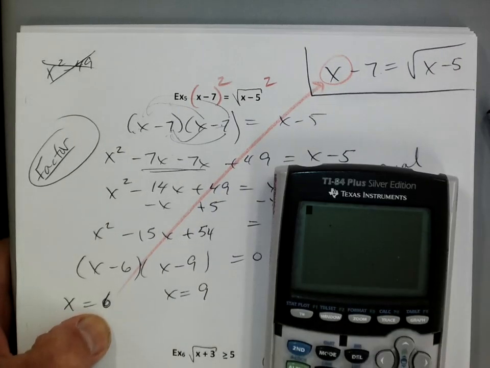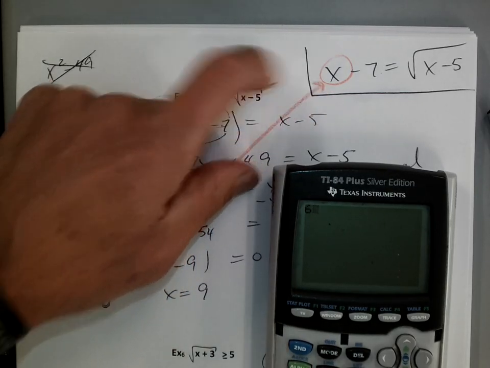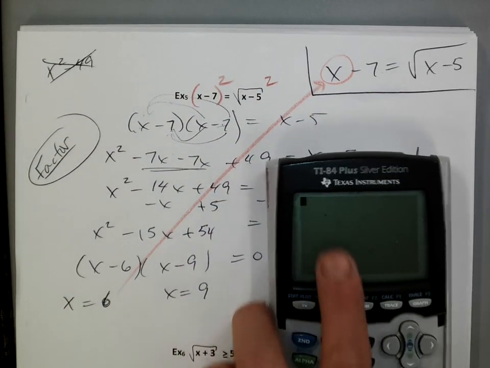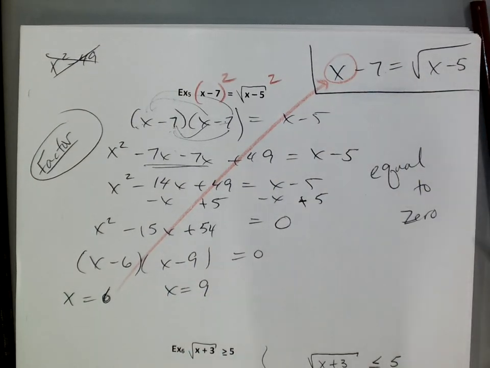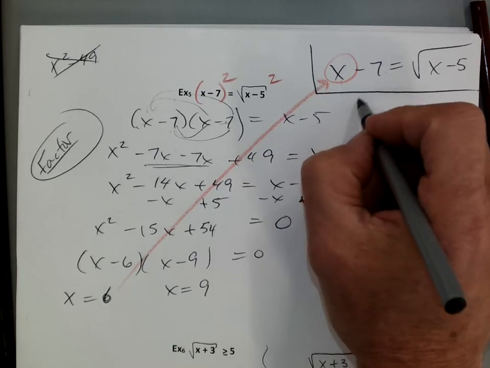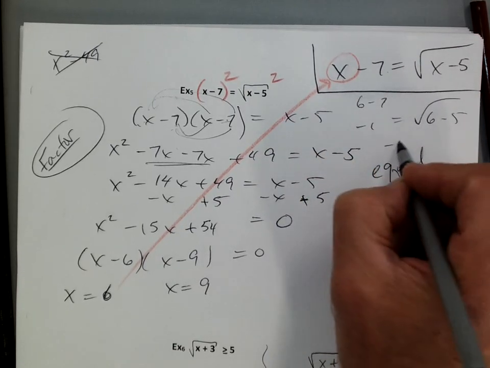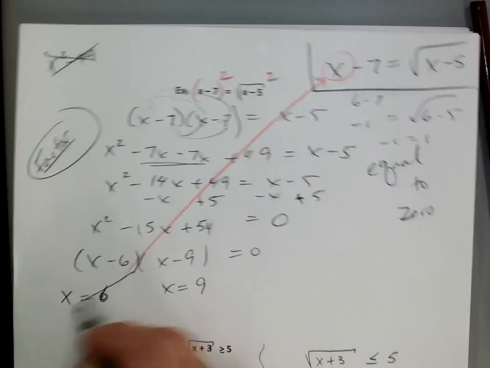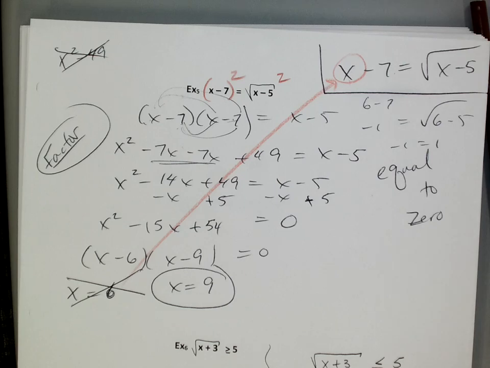So I plug it in. If I go 6, well, I know 6 minus 7. Well, I can show you. I don't need the calculator. If I plug in the 6, I get a 6 minus 7, which is negative 1. If I plug in the 6 here, I get a positive 1. They don't equal. So I have to throw out the 6. The 9 does work. You can check the 9, but the 9 does work, okay?